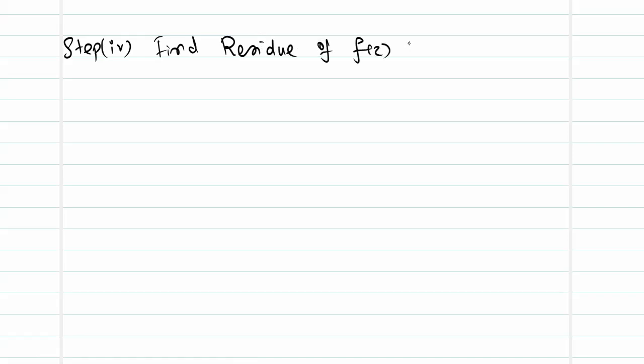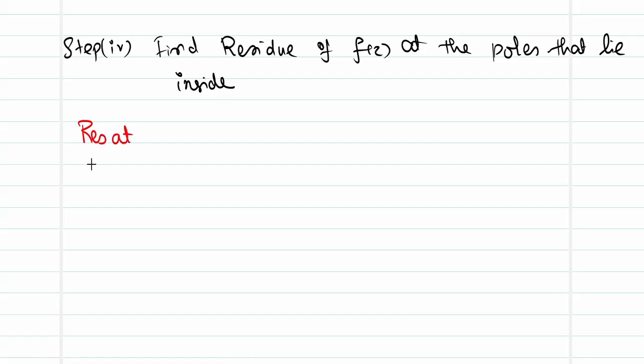Now we move on to step 4. What is our step 4? Find the residue of the function at the poles. So totally how many poles? 4 poles. Of them 2 lie outside, and the poles that lie inside are now to be considered. So out of it I am going to find the residue at z equal to ai. So this is given by the limit z tending to ai.